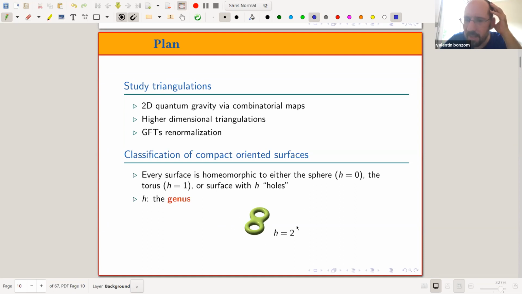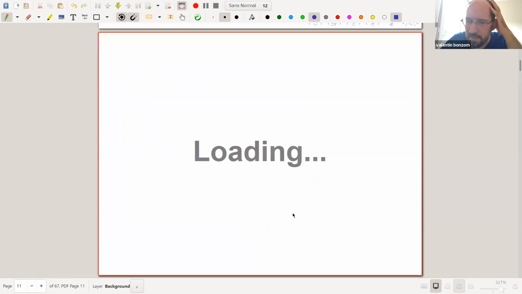And here, this is from Wikipedia. If you look at the genus of a surface, you will find this picture of a surface of genus 2, which has 2 holes. Okay, so that classifies it.